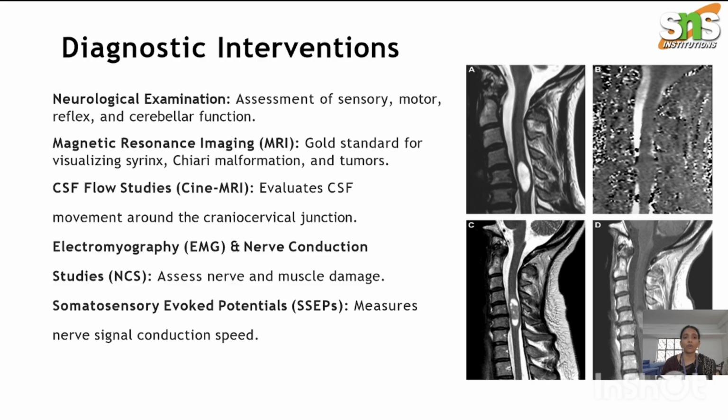And the cerebrospinal flow studies can be done, cine MRI, which evaluates the CSF movement around the craniocervical junction. Next, EMG and nerve conduction can be done on the affected area, which assesses the nerve and muscle damage. Finally, the somatosensory evoked potentials, SSEPs. This measures the nerve signal conduction speed, how the affected nerve is able to conduct sensory or motor impulses. So that can be assessed with the help of SSEP.